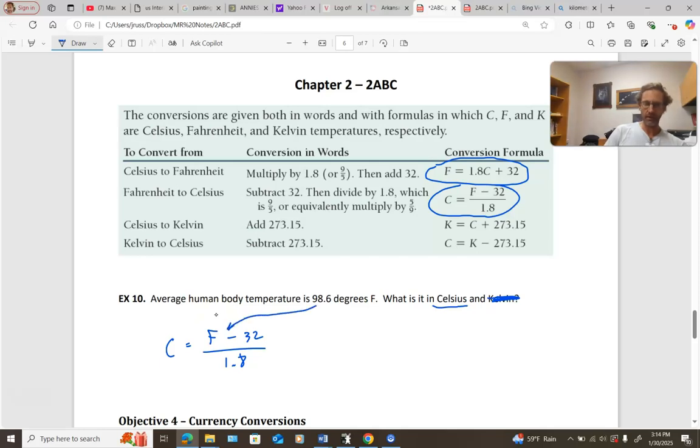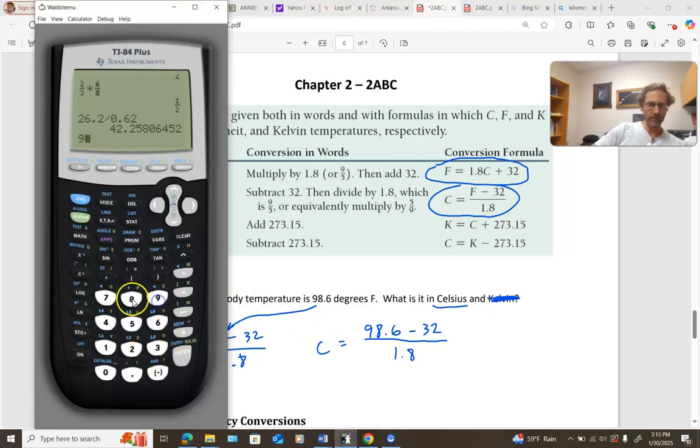But anyway, guys, what I'm going to do here is take that 98.6 and plug it into F. So if I do that, I'll have C is equal to 98.6 minus 32, and then this is divided by 1.8. So we'll do a little bit of arithmetic: 98.6 minus 32, and then we're going to take that and divide it by 1.8. And we're going to get 37.